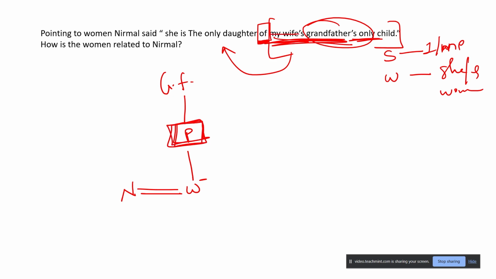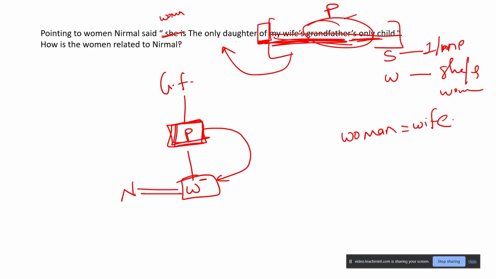So by the time you solve the second statement, you are stuck at P. And he is saying she, which means that woman. That woman is the only daughter of P. But in our case, P's only daughter is Nirmal's wife. So that woman is none other than Nirmal's wife.